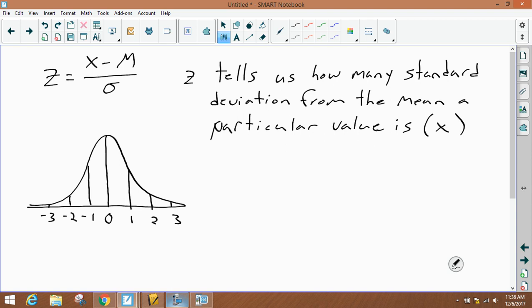So we use that z, and that z will tell us, we'll get an area from that z, right? So let's actually do a problem and calculate it, and we'll see.